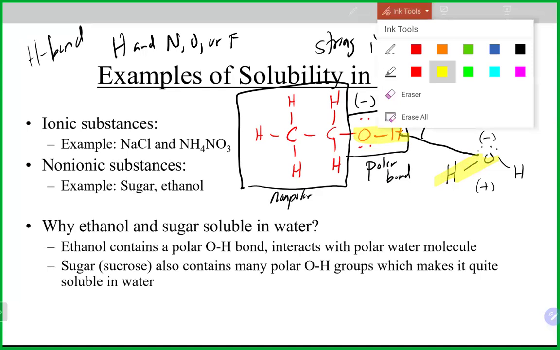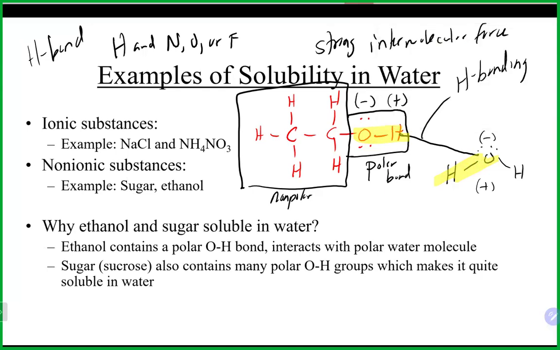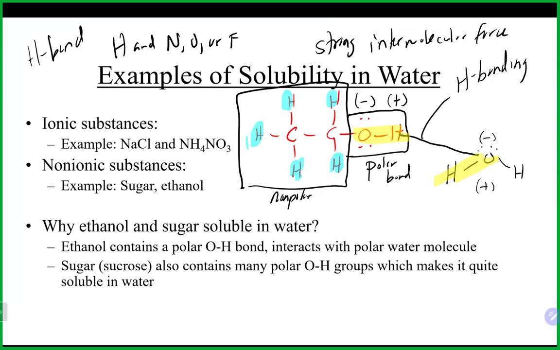Now, a reminder that not all hydrogens can hydrogen bond. So even though this molecule has all these hydrogens, none of those hydrogens are directly attached to nitrogen, oxygen, or fluorine, and they are nonpolar and they cannot hydrogen bond. So simply having a hydrogen doesn't guarantee that you get hydrogen bonding. That hydrogen needs to be connected directly to nitrogen, oxygen, or fluorine.